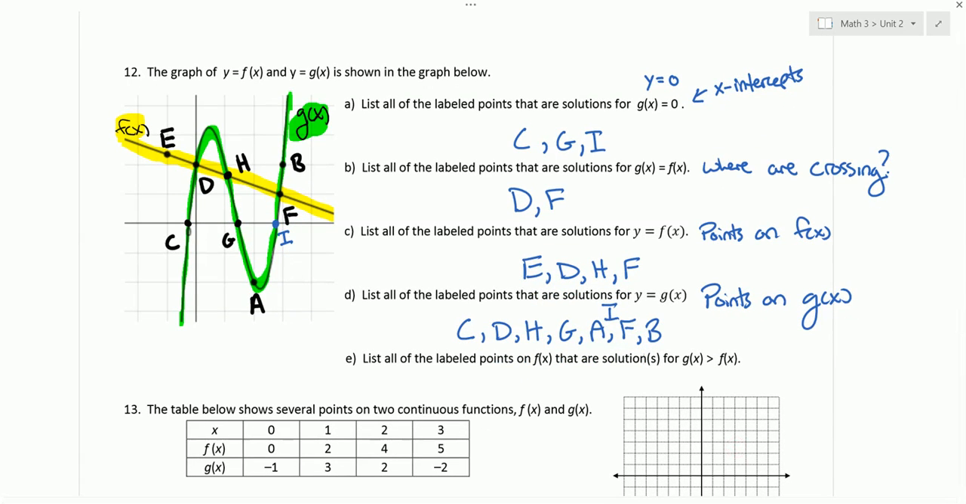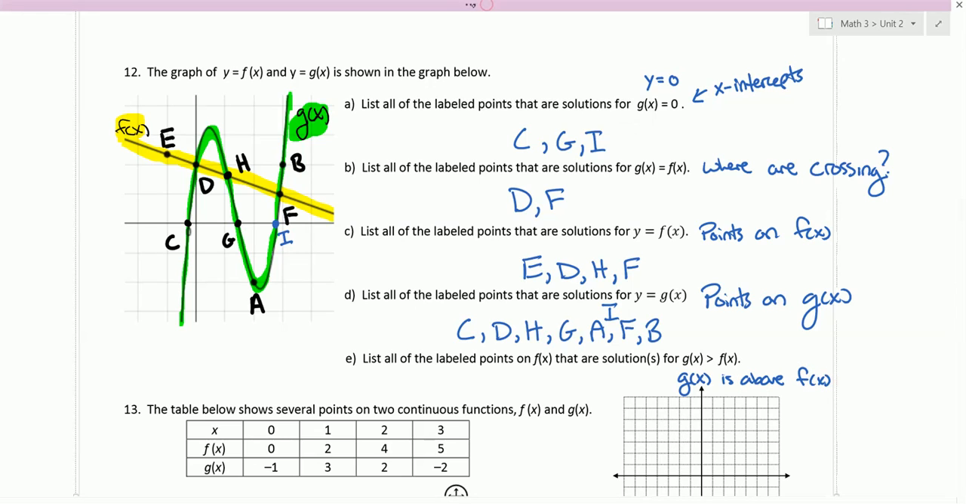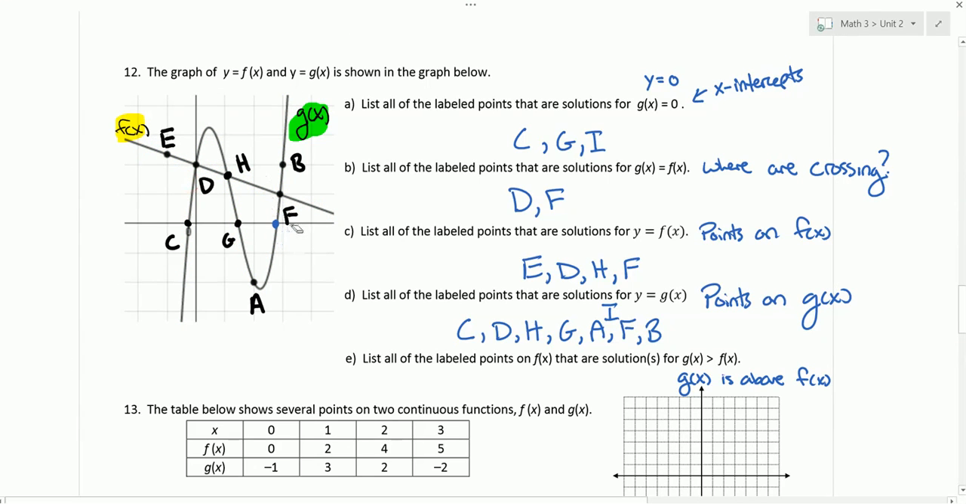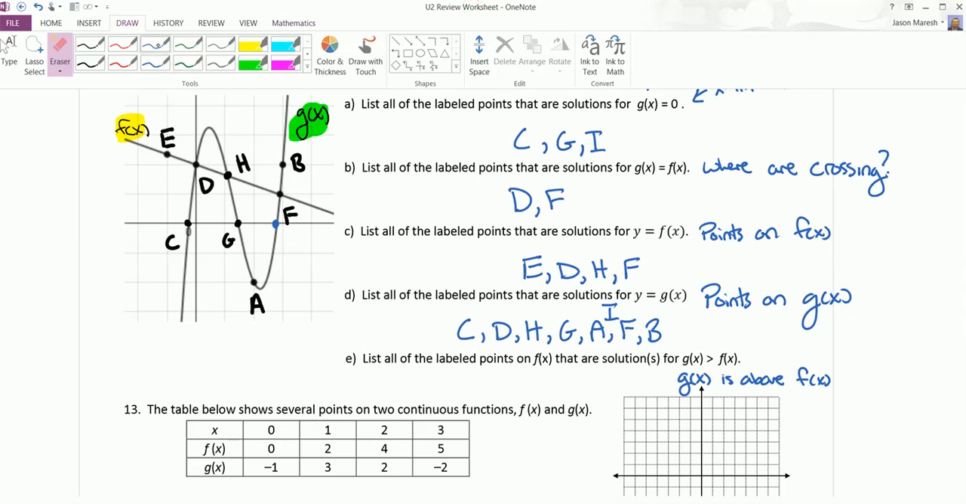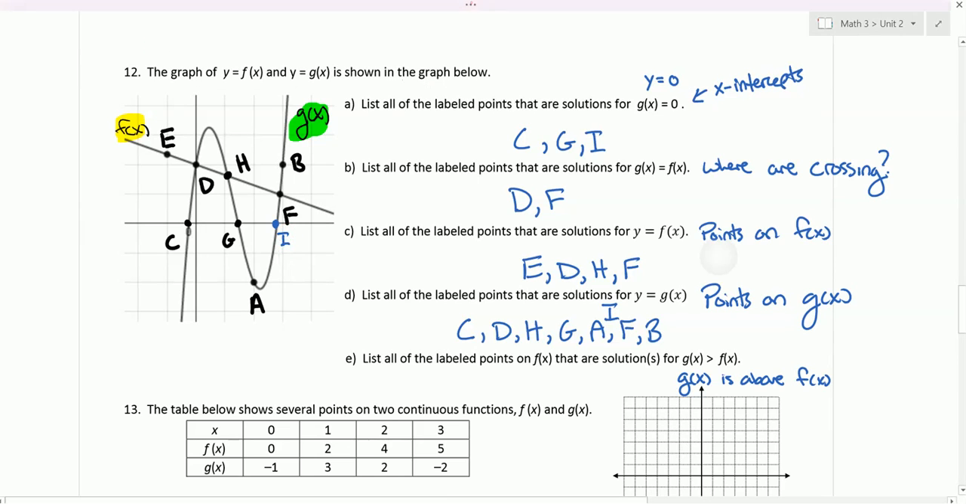E asks to list all the labeled points on f of x that are solutions for g of x is greater than f of x. So in other words, g of x is above f of x. I'm going to highlight the spot where g of x is greater than f of x. And which function should I highlight? It says label all the points on f of x. So I can only highlight f of x, okay?